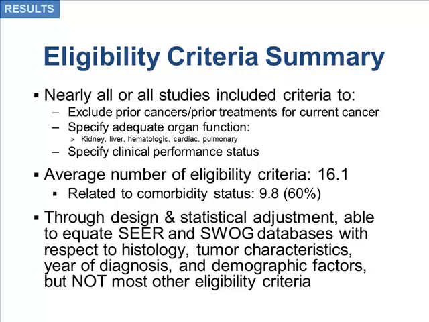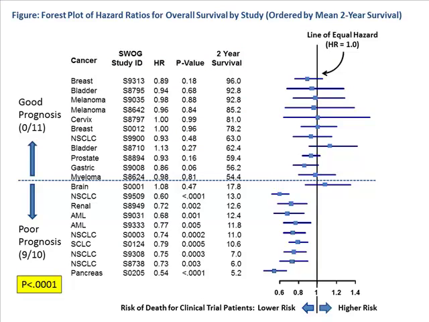Summarizing the eligibility criteria, nearly all or all studies included criteria to exclude prior cancers or prior treatments for the current cancer, to specify adequate organ function, and to specify a clinical performance status. The average number of eligibility criteria was 16, the majority of which related to comorbidity status. And so this is an important point to keep in mind throughout, is that through design and statistical adjustment, we were able to equate SEER and SWOG patients and databases with respect to histology and tumor characteristics and year of diagnosis and demographic factors, but not most of the other eligibility criteria, most again of which were related to comorbidity status.